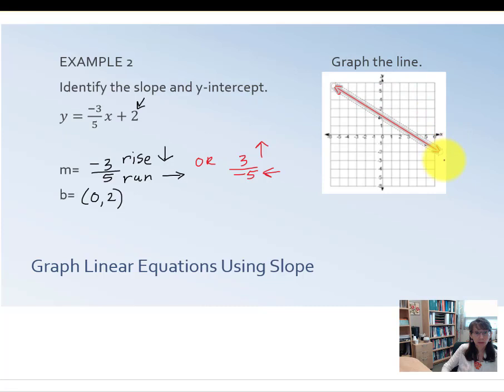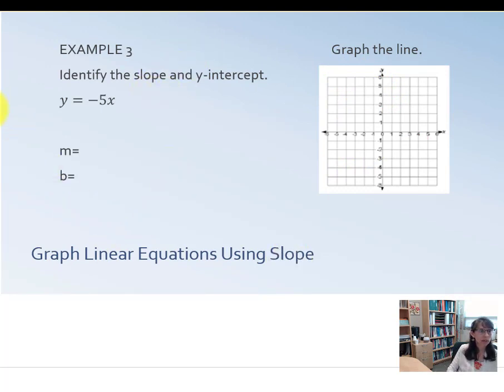But standard form tells us to put the negative with the numerator. When we write it, it always should be in the numerator. But if you're looking for another point, it's okay to place the negative in the denominator to generate another point. So you're rising 3 and running 5.